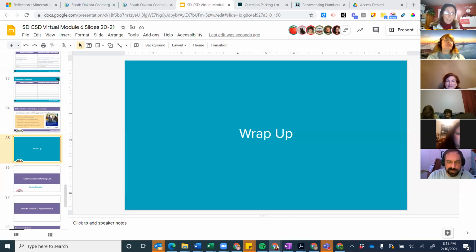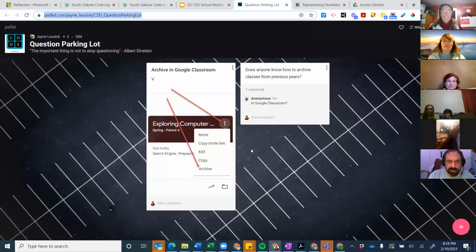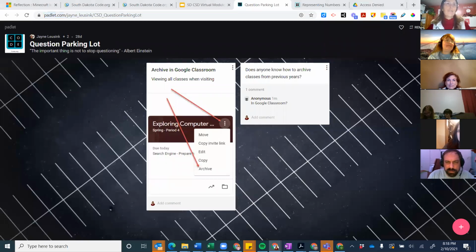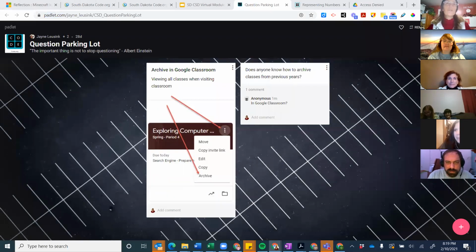Clearing the parking lot, and I'm going to probably pull Scott and Janie in for some help on this. The first one I saw was, does anyone know how to archive classes from previous years? Oh, and thank you very much. We got it under the archive button. Yep. So this is archiving in Google Classroom.